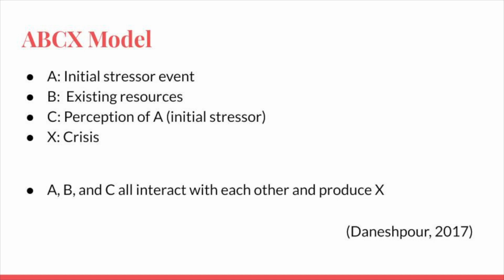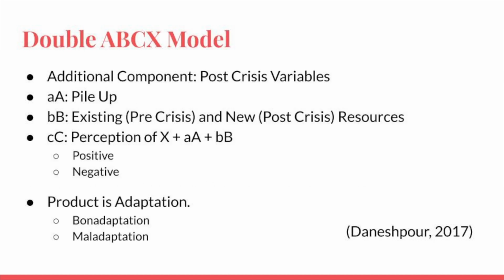The C stands for the perception of A, the initial stressor. X is the crisis. In this theory, A, B, and C interact with each other, ultimately producing X, the crisis. The double ABCX model has an additional component, the post-crisis variables. These variables are represented by AA, BB, and CC.